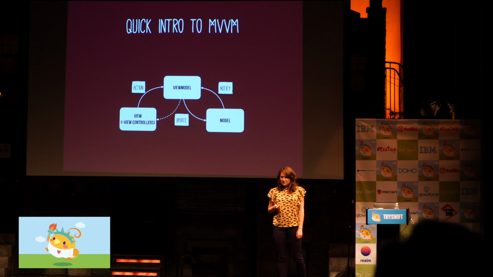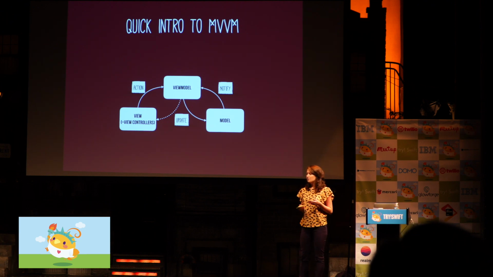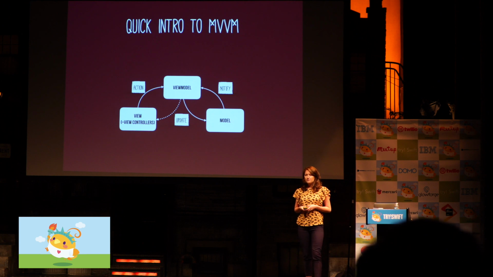Let's start with a quick intro. MVVM defines 3 roles an object can play. It can be either a view, a view model, or a model. And I intentionally put the view controllers on that diagram because, as with other universal patterns, sometimes it's not clear where certain iOS objects belong.